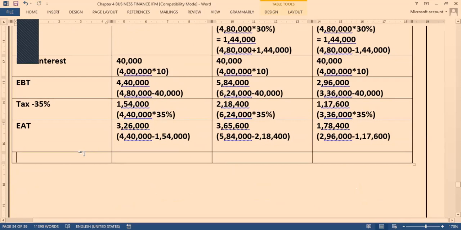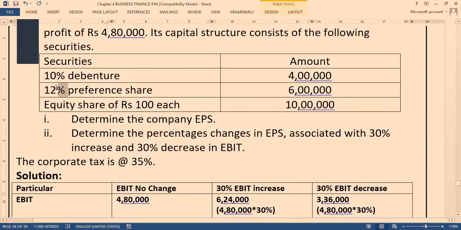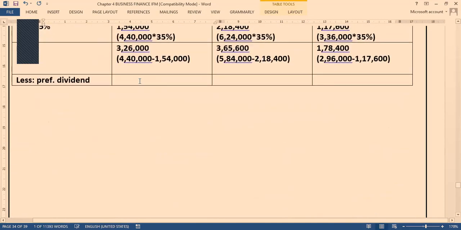Again, we have to deduct less dividend, that means preference dividend. In the question they clearly mention we have to pay a 12% dividend. That means here 6 lakh into 12%.